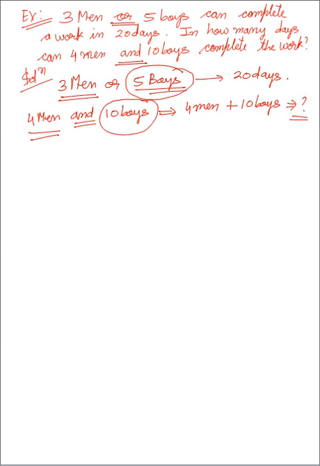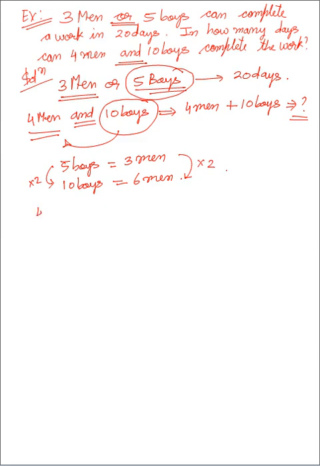So 5 boys is equal to 3 men. So 10 boys will be how much? 6 men. Okay, we just have to multiply by 2. Here also you have to multiply by 2. So 10 boys will be 6 men. Now they have asked 4 men plus 10 boys. So I will not write 10 boys, I will write 6 men. Instead of 10 boys I am writing 6 men. So total I have to find out the number of days for 10 men.